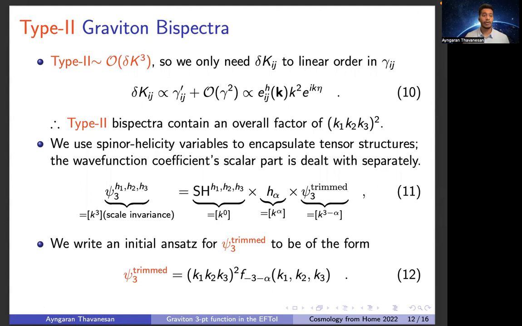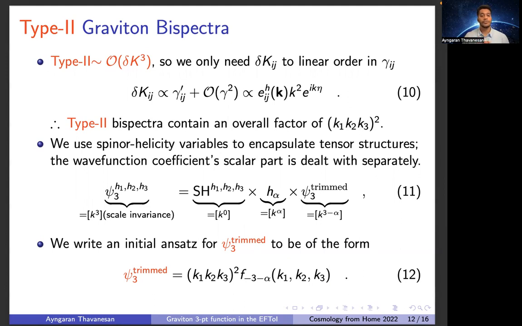Remember that we can express a general 3-point wave function coefficient psi3 in terms of a polarization factor multiplied by a trimmed wave function coefficient psi3 trimmed. We rewrite the polarization tensors in terms of spinor helicity variables and encapsulate the contraction of the momentum with the polarization tensors in terms of a polynomial H alpha, whilst we deal with the scalar part of the wave function coefficient separately, as shown in equation 11.